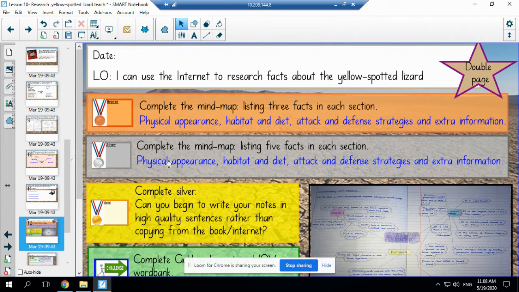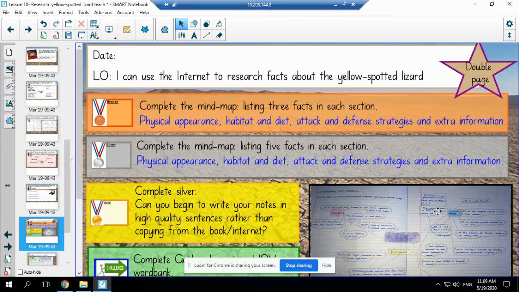For the bronze activity, complete the mind map and list three facts in each section. If you are working on silver, list five facts in each section. And if you're doing gold, complete silver, and then can you begin to write your notes in high quality sentences rather than just copying from the book or internet.